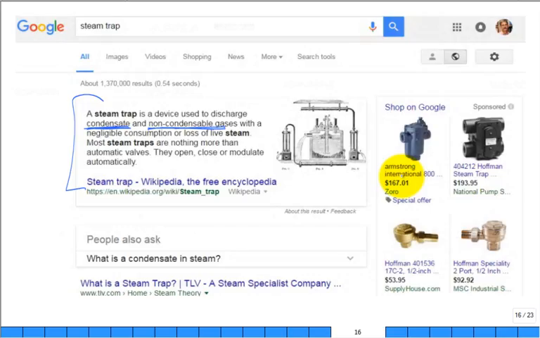Okay. But this is an interesting term: "without the consumption or the loss of live steam." What are they talking about? That's an interesting phrase, kicked around quite a bit. Live steam means it's under high pressure, so anything above 15 psi atmospheric pressure is live steam. You don't want that to go through. They're basically automatic valves, and there's a bunch of different shapes.